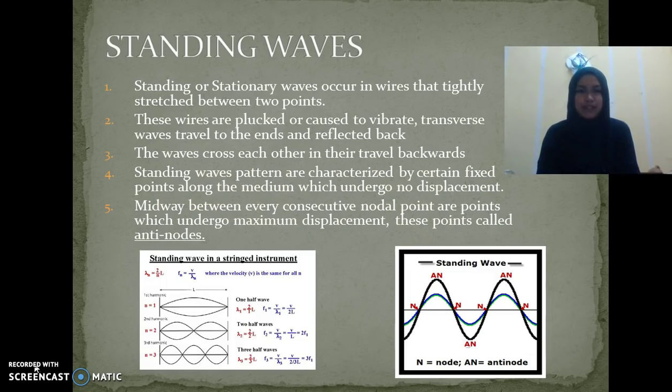Standing wave. Standing or stationary waves occur in a wire that is tightly threaded between two points. These wires are plucked or caused to vibrate. The transverse wave travels to the ends and is reflected back. The waves cross each other in their travel backwards. Standing wave patterns are characterized by certain fixed points along the medium which undergo no displacement. Midway between every consecutive nodal point are points which undergo maximum displacement. These points are called antinodes.